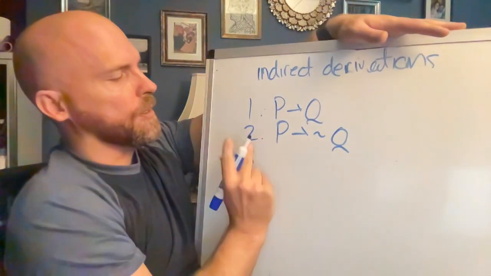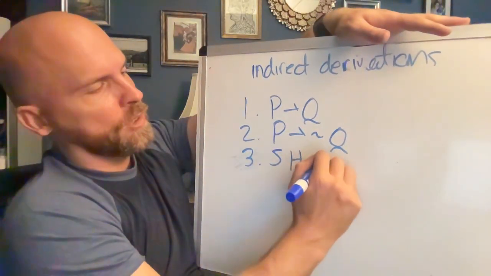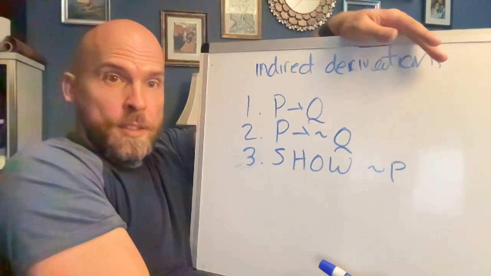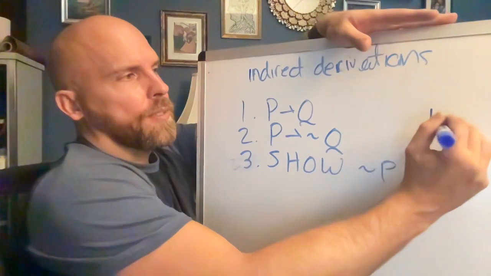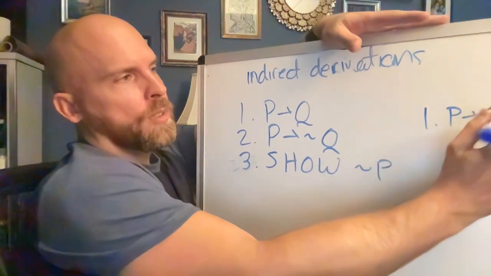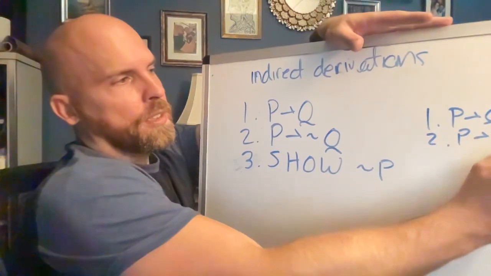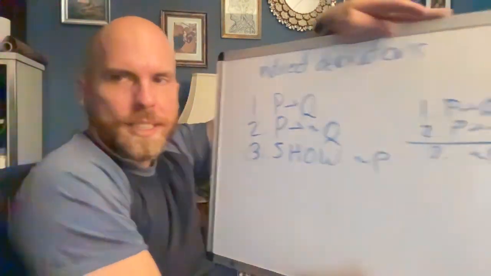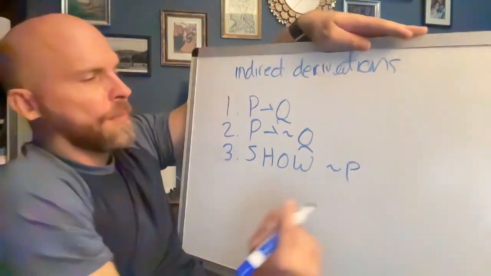Okay, here's what I want to do. I want to show not P. Right? That's the sort of insight that we were having, right? If I have if P then Q, and I have if P then not Q, it should follow that not P, right? I think I want to demonstrate that. I want to show that. Now how do I prove it?